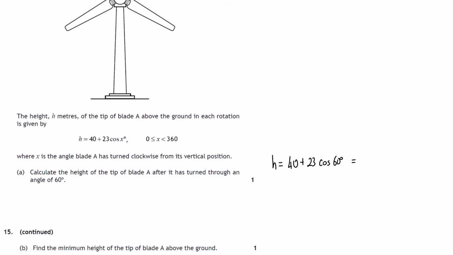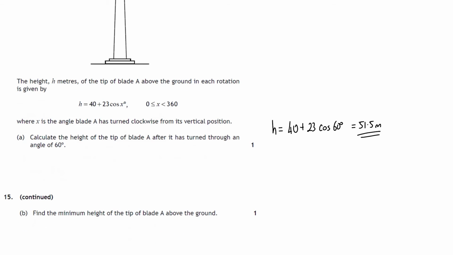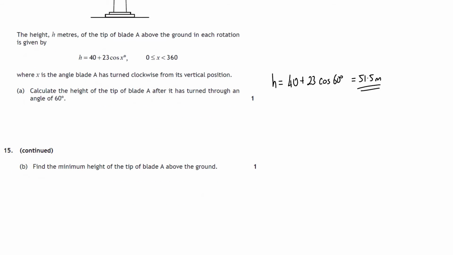That gives us 51.5. And that would be meters. Yes. Okay, so that's only a 1 mark question. Part B. Find the minimum height of the tip of blade A above the ground.